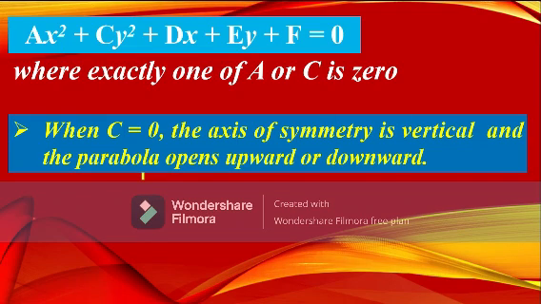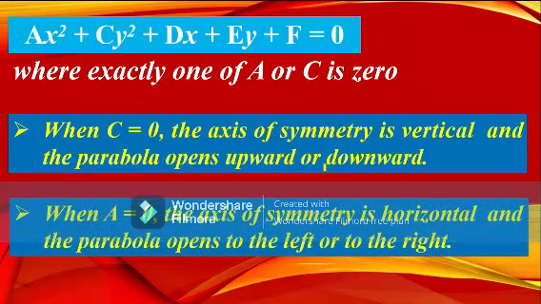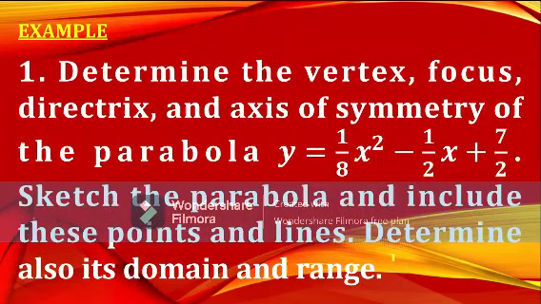And the parabola opens upward or downward, regardless of the value of your c, the distance between the vertex and the focus. When A is equal to 0, then the axis of symmetry is horizontal, and the parabola opens to the left or to the right. Now, let's have an example.